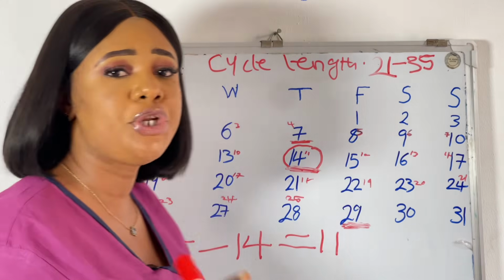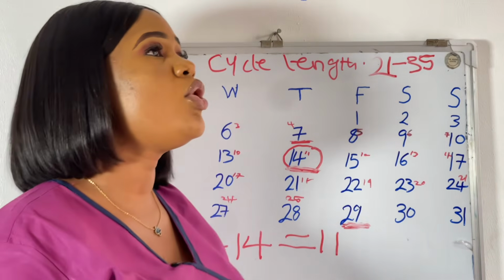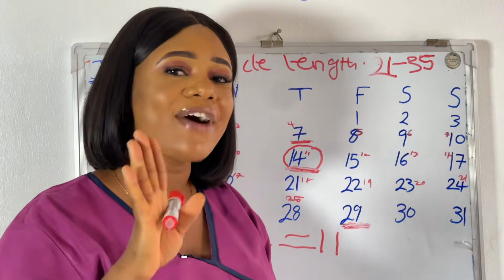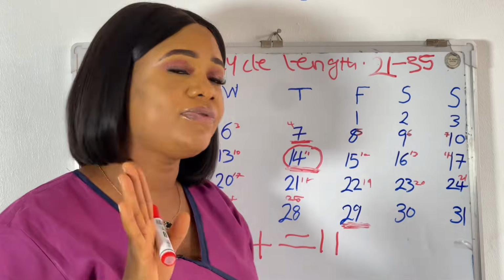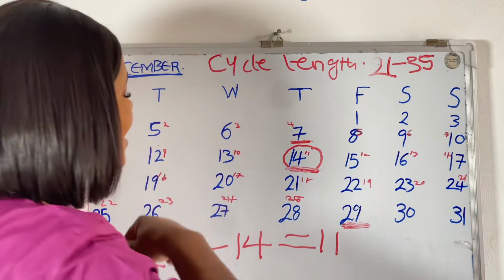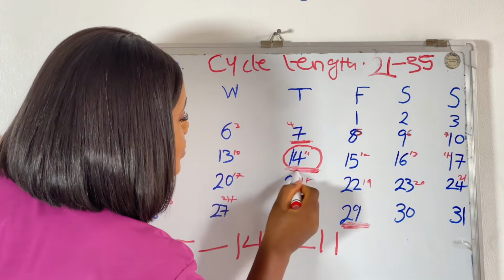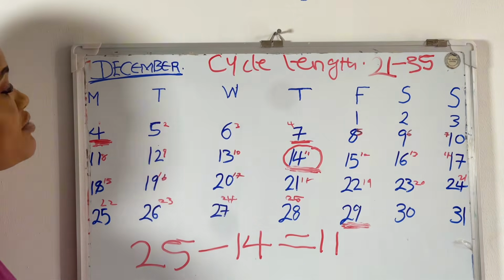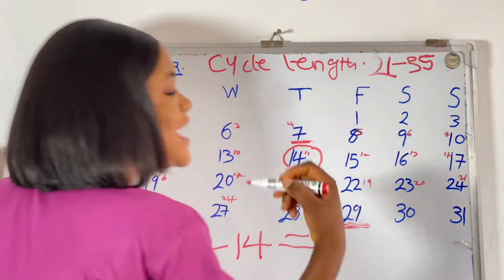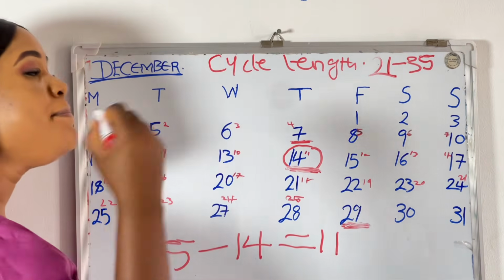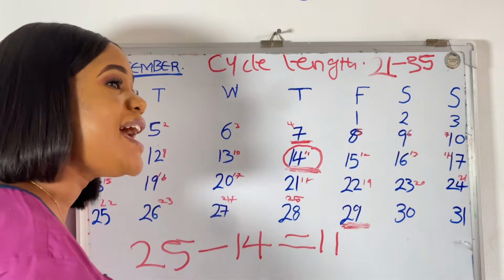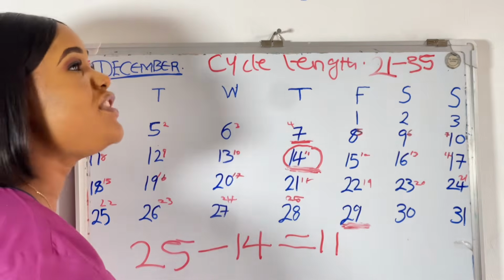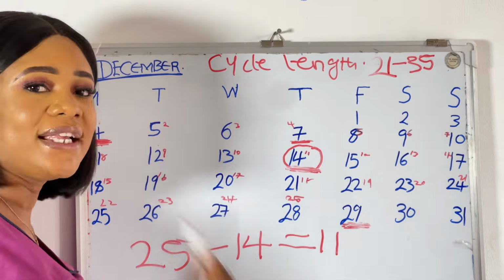Now there's something that we need to know: the male sperm has the ability to stay in the female tract for up to 5 days. So meaning that if I'm ovulating on the 14th, and if I have sex on the 11th, there's a possibility that I might still get pregnant, because the sperm can remain alive in the female tract even 5 days, 3 days after sexual intercourse.